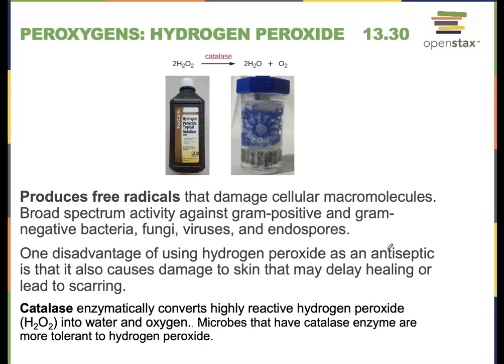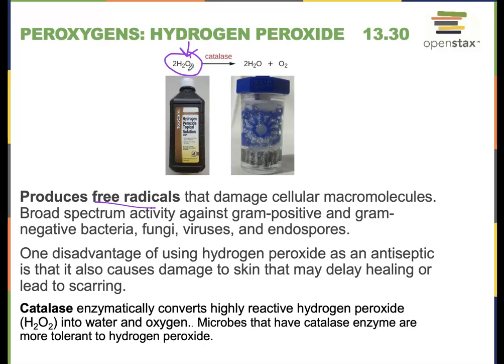All right, coming into the last few. Peroxygens, we're going to talk about hydrogen peroxide, and these guys make free radicals because it's H2O2. So H2O2, I want you to remember that formula has 2 oxygens on it. When you add hydrogen peroxide to a tissue, it will start to form these free radicals that destroy other molecules.